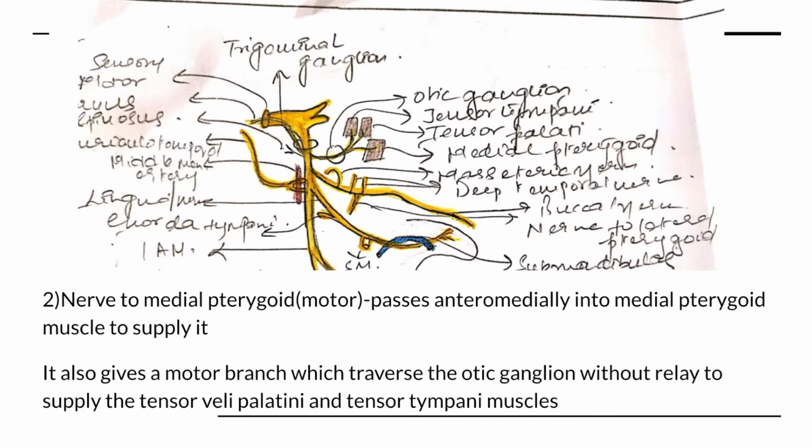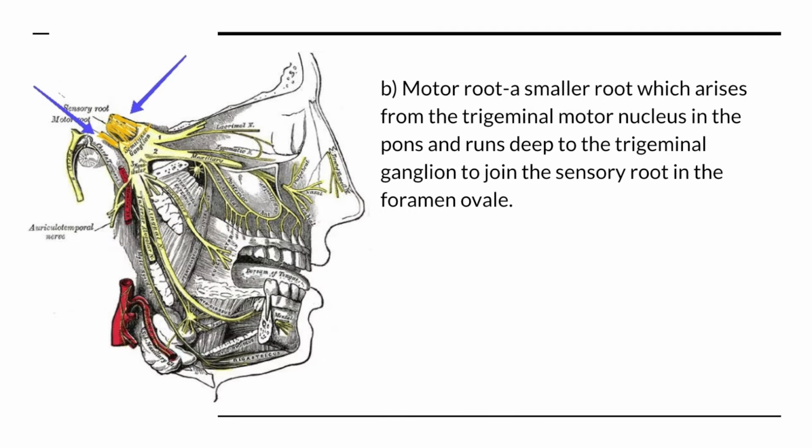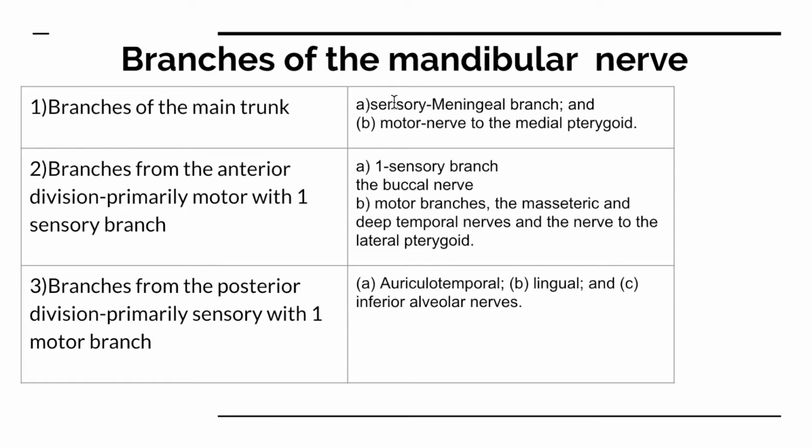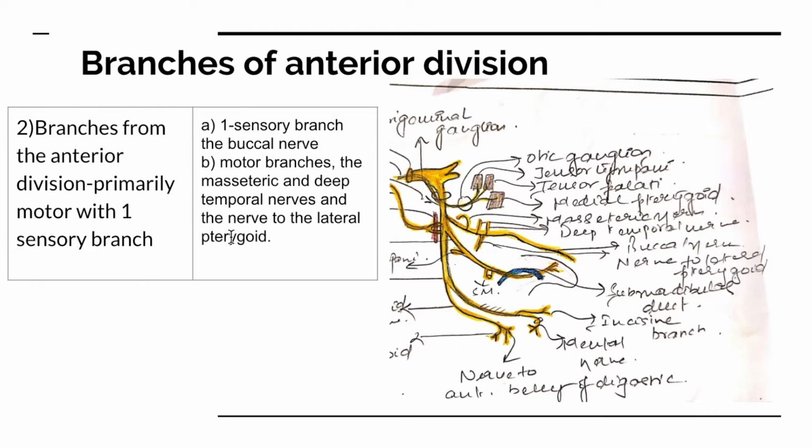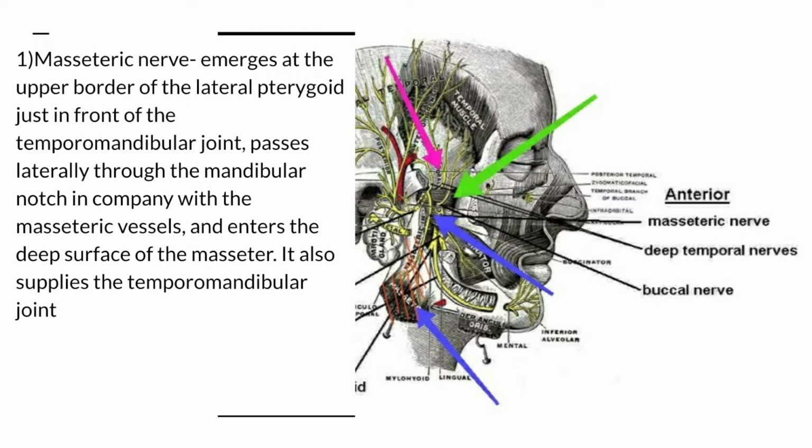So far we have covered the branches from the main trunk, which are the nerve to medial pterygoid and the meningeal branch. Let's go to the branches from the anterior division. Now in the anterior division, we have one sensory branch, which is the buccal, and three motor branches, which are the masseteric, deep temporal, and the nerve to the lateral pterygoid. Let's start by talking about the motor branches.